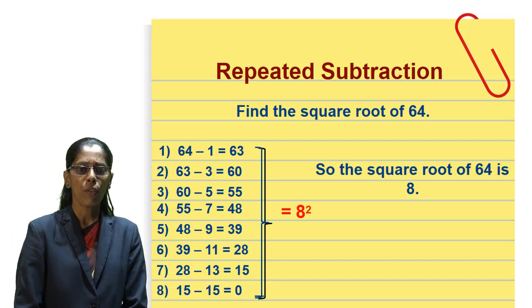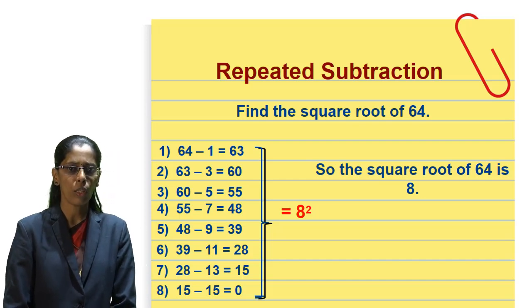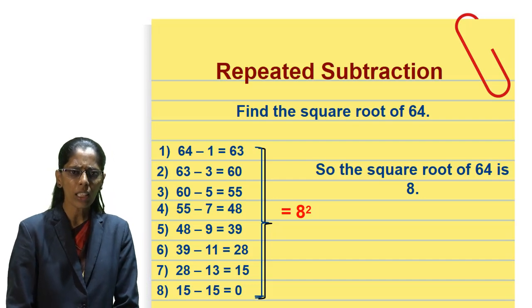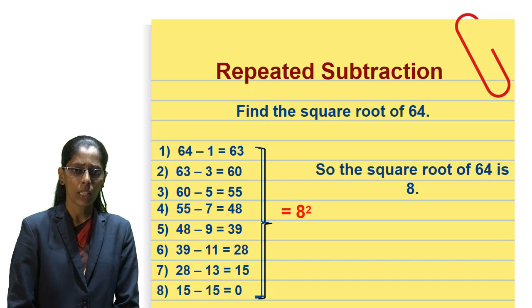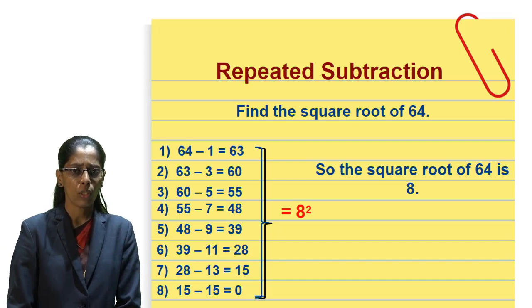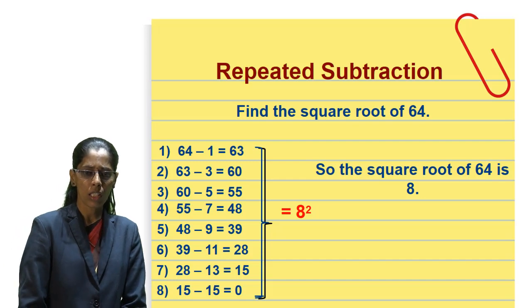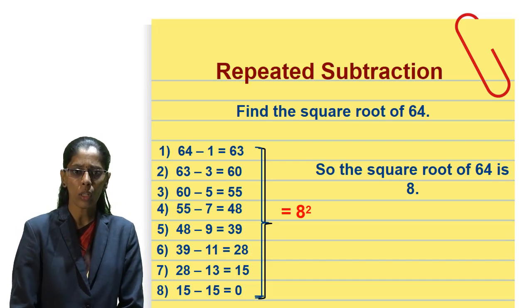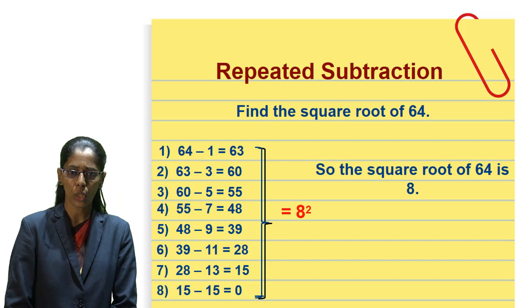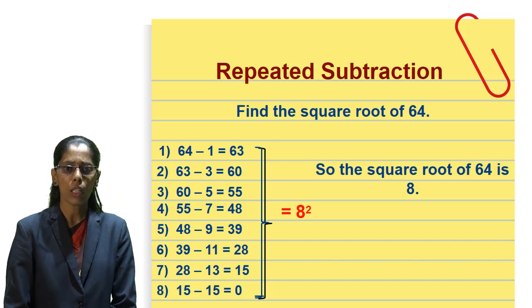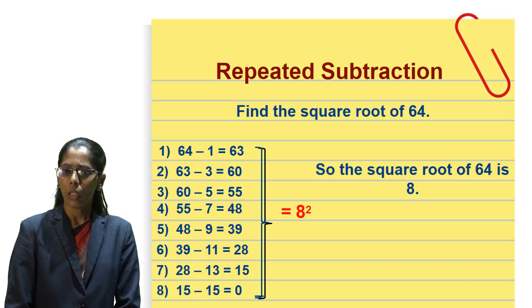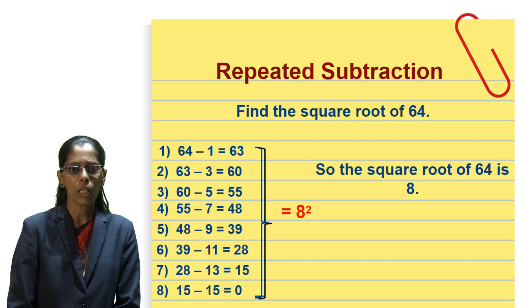Let us see. First subtract 1 from 64, then we get 63, and then again subtract 3 from 63, we get 60. From 60 we need to subtract 5, then we get 55. Like this you need to subtract consecutive odd numbers. Finally on the 8th step we get the result 0, means 15 minus 15 is equal to 0. So the square root of 64 is 8.